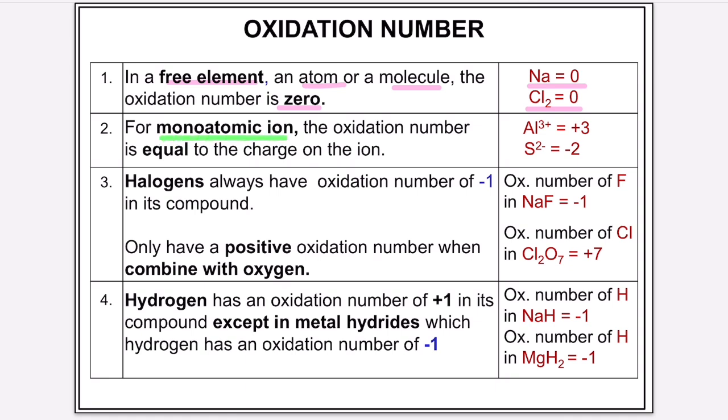Next, for a monoatomic ion, I think this is very straightforward, the oxidation number will be equivalent to the charge of the ion. So Al3+ has an oxidation number of +3 and S2- has an oxidation number of -2.